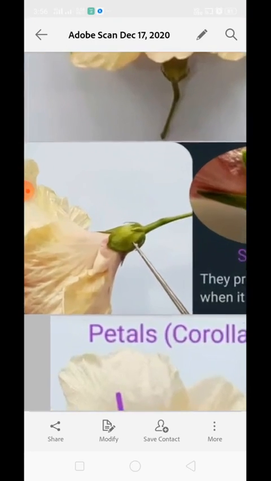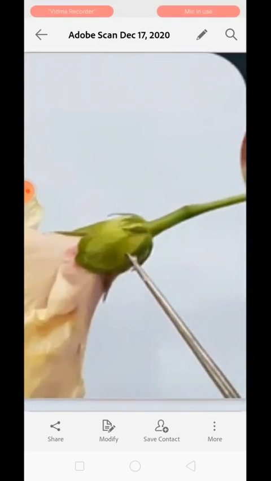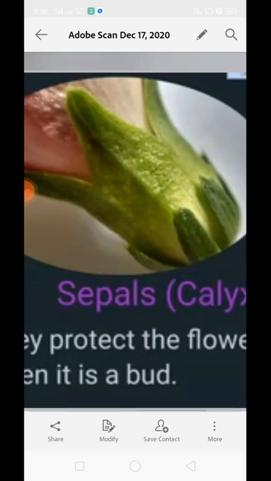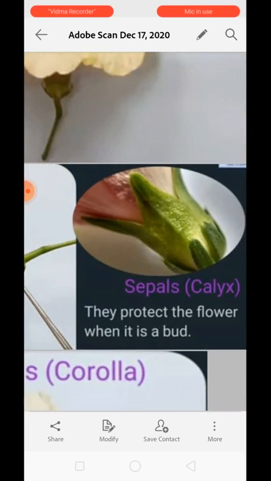You can see these green colored structures over here are sepals. These are needed by the flower to protect the bud.